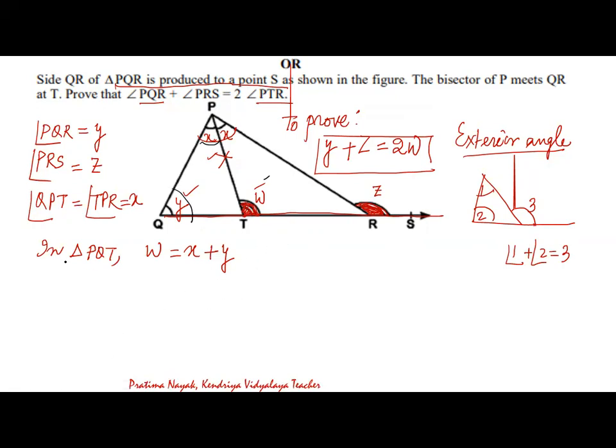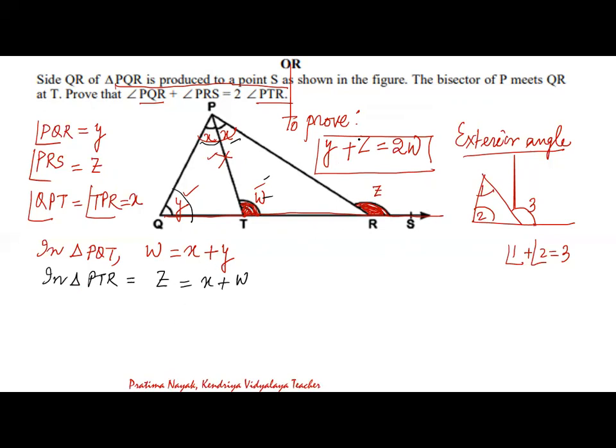Next, this is in triangle PQT. Similarly, in triangle PTR, X plus W is equal to Z. Z is equal to X plus W, and W is equal to X plus Y.